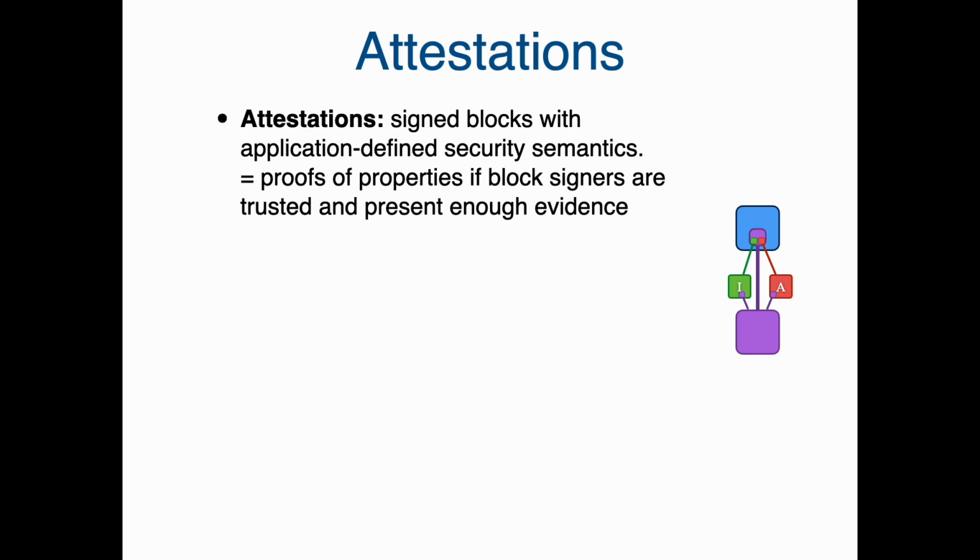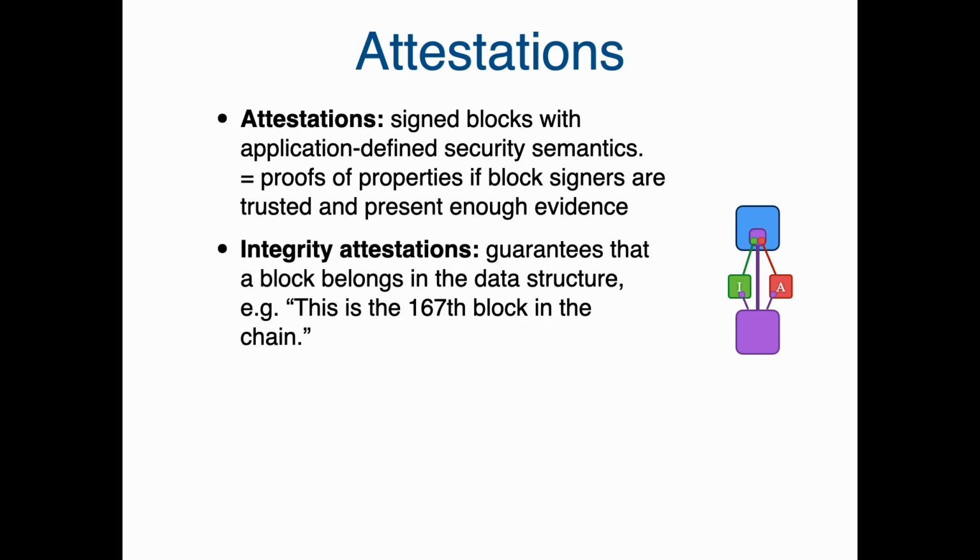So when you put blocks into Charlotte, you can think of in the picture here, we have a purple and a blue block that's pointing to the purple block. But in addition, we have some attestation blocks represented by the I and the A, which are talking about the integrity of the data that we're finding in the purple block and the availability of that block as well.